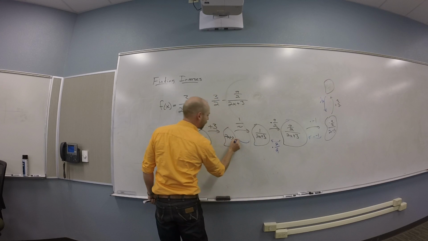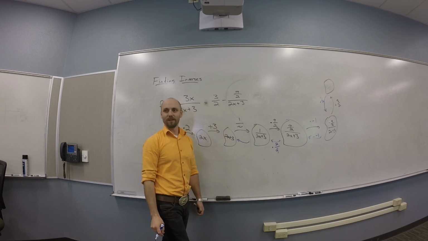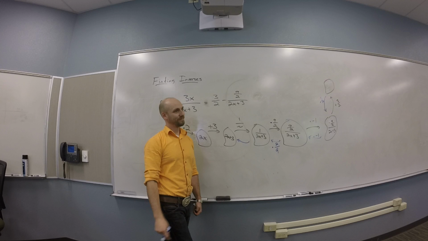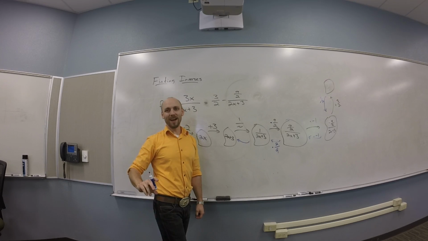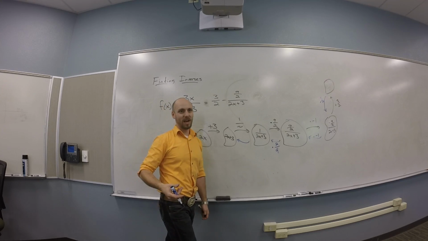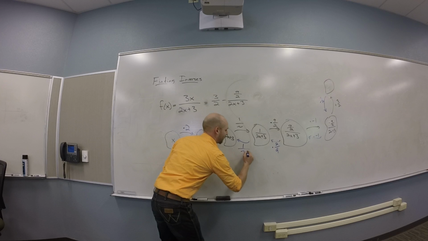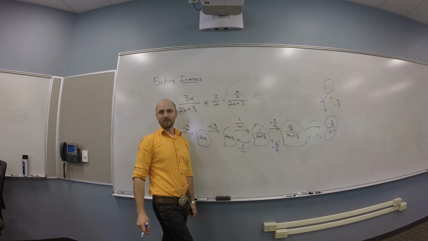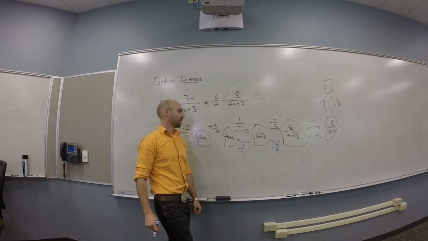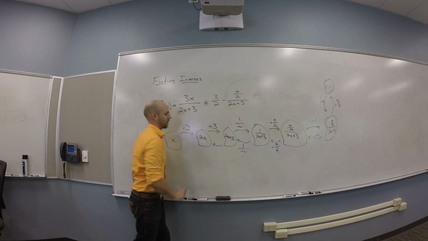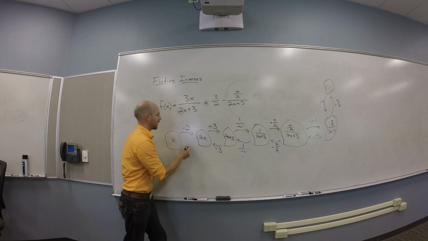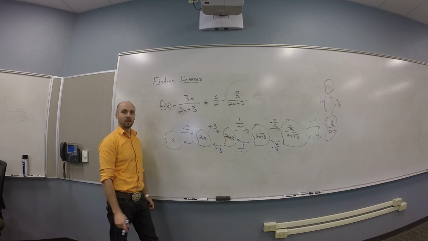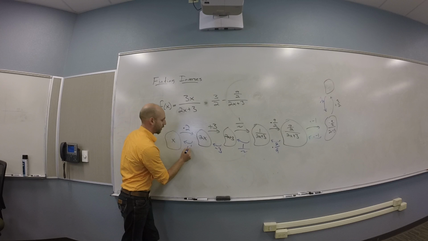What's the opposite of 1 over stuff? If you flip a fraction over, how do you get it back? Just flip it over again. Okay, see that? How about the opposite of adding 3? Subtract 3. And the opposite of multiply by 2 is divide by 2, or multiply by a half.